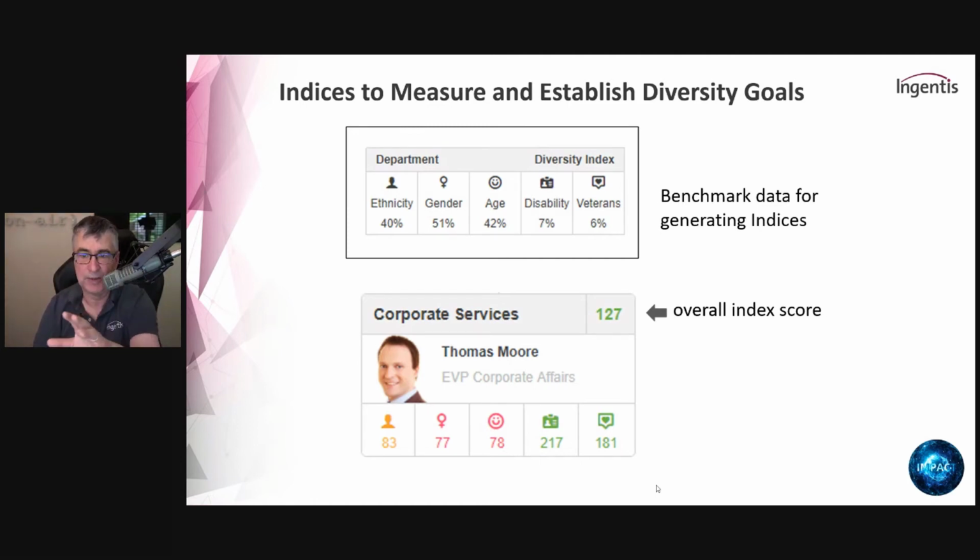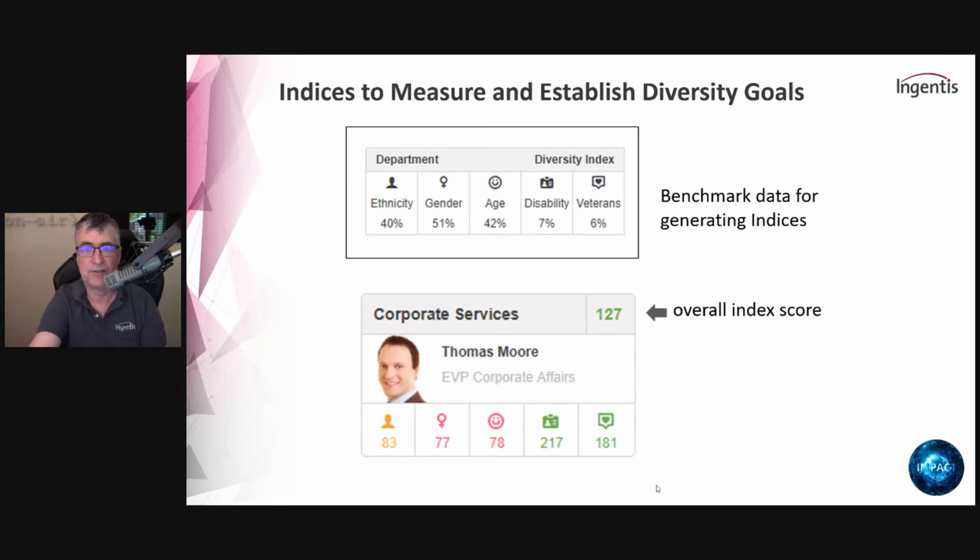And what happens is once we have these benchmarks, which is the top box, then we can derive the index scores for this bottom box, which is showing the Department of Corporate Services, for example. In this department, there's an overall index score, which we just took a straight average, no weighted average, just a straight scale of all 5 measurements combined. And it gave us an overall score over 100, which is good.